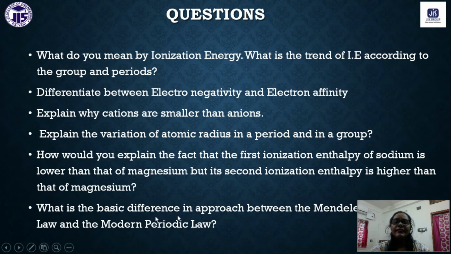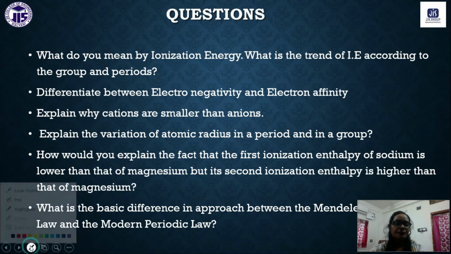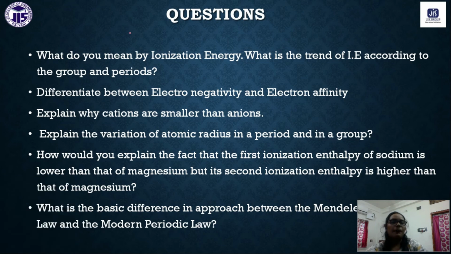From this portion, these are some of the general types of questions that you may have in your exam. So, first question: what do you mean by ionization energy? Ionization energy or ionization enthalpy is the minimum energy required to remove one electron from the outermost orbital of an element in its stable gaseous state.